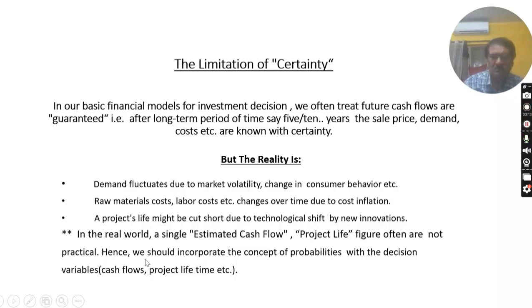Then what do you have to do? We should incorporate the concept of probabilities with the decision variables. In this case, we consider cash flows and project life as the decision variables. Okay, that means these variables will not be deterministic over the period of time; considering past data and the forecasted values, probability is to be attached. That is the chances of occurrence of cash flows and project life.